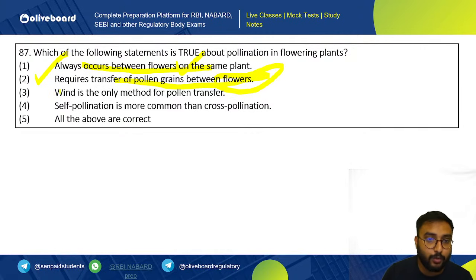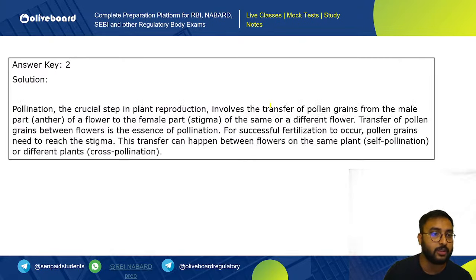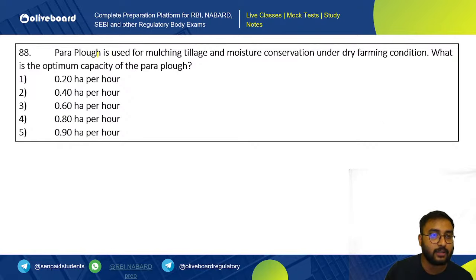Wind is the only method for pollen transfer. No. Insects are there. Water could be there. Okay, honeybees are there. Self-pollination is more common than cross-pollination. No. Cross-pollination is more common than self-pollination. Second is your answer.